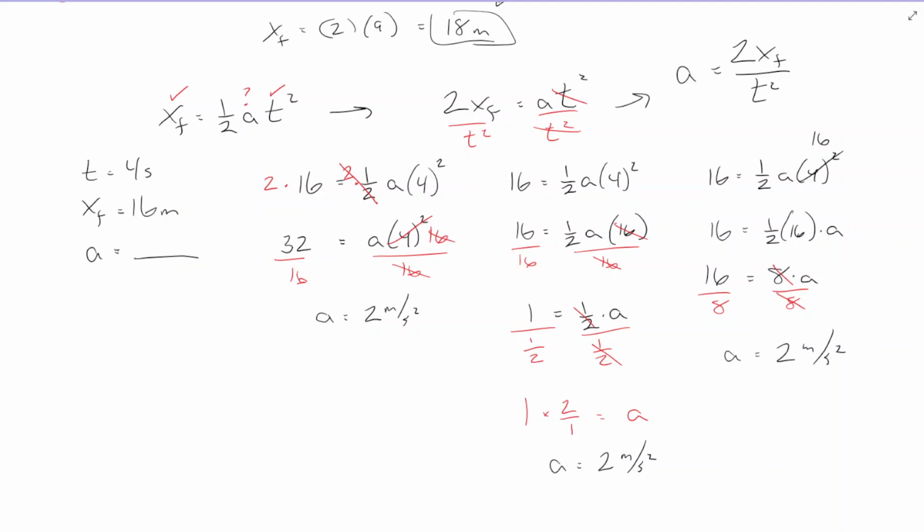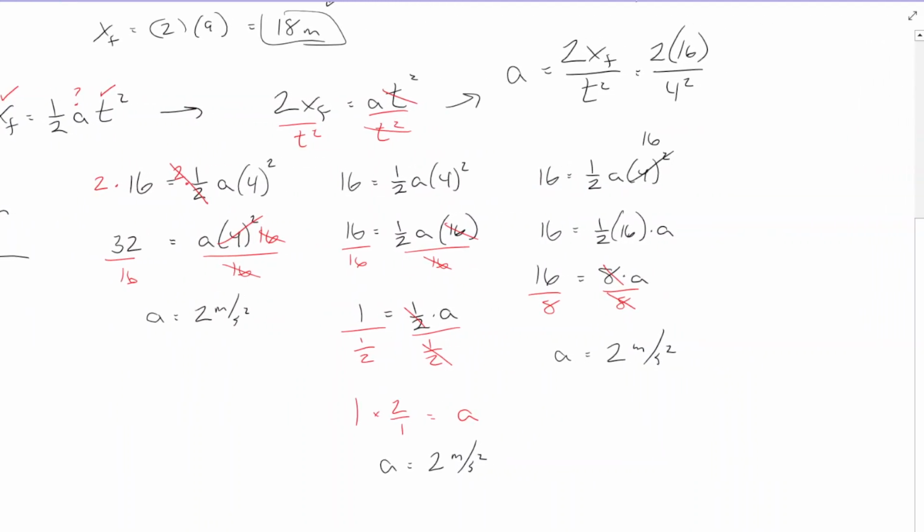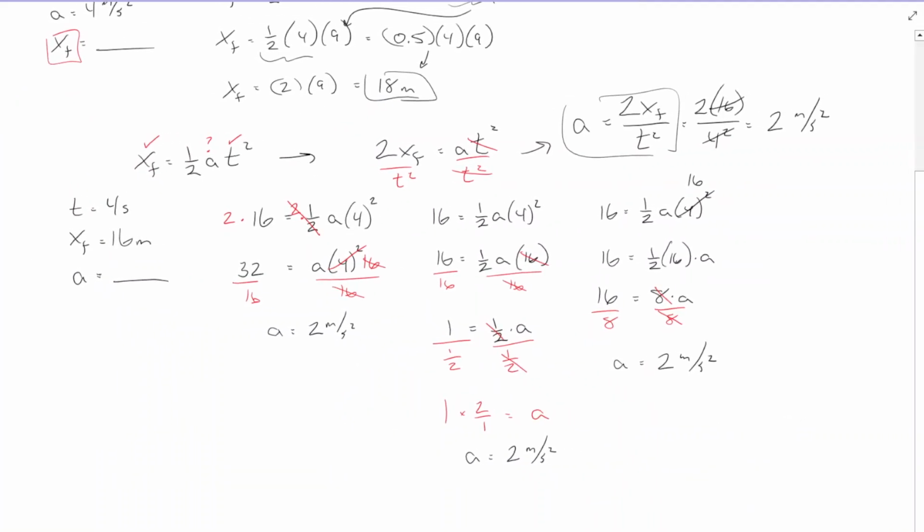Right? I just solved that equation without any numbers. And now if I was going to do this multiple times, I can just use that equation over again. And lo and behold, 2 times x final, which is 16, divided by 4 squared. Well, 4 squared is 16. And hey, I get 2 meters per second squared. So I actually have an equation for a in terms of x final and t squared.